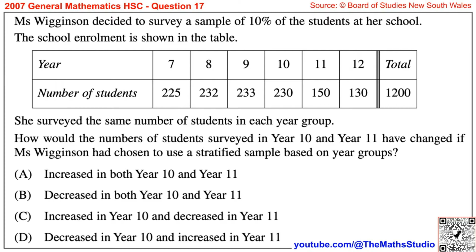Question 17. Miss Wigginson decided to survey a sample of 10% of the students at her school. The school enrolment is shown in the table. She surveyed the same number of students in each year group. How would the numbers of students surveyed in Year 10 and Year 11 have changed if Miss Wigginson had chosen to use a stratified sample based on year groups?